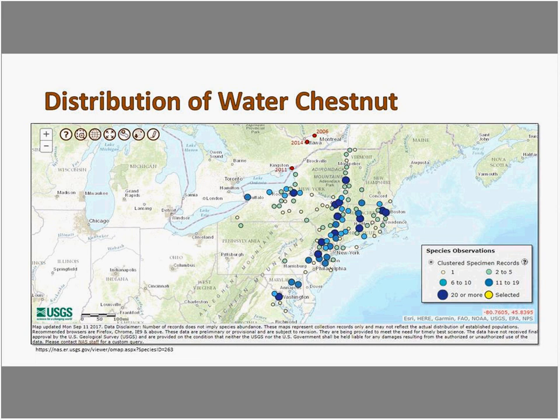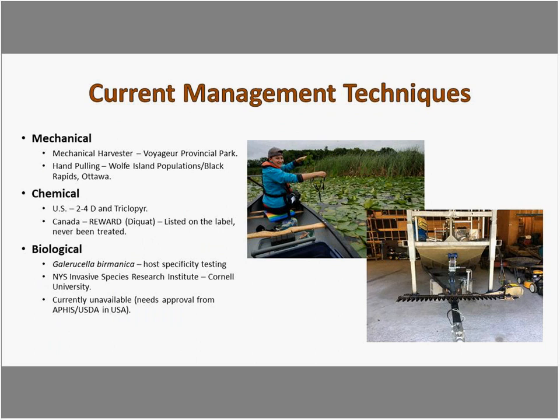Of the distribution through the U.S., you see how it's moved through the Hudson River and Mohawk River watersheds and spread across the northeast seaboard of the U.S. But it has become relatively established in a lot of areas of Ontario.